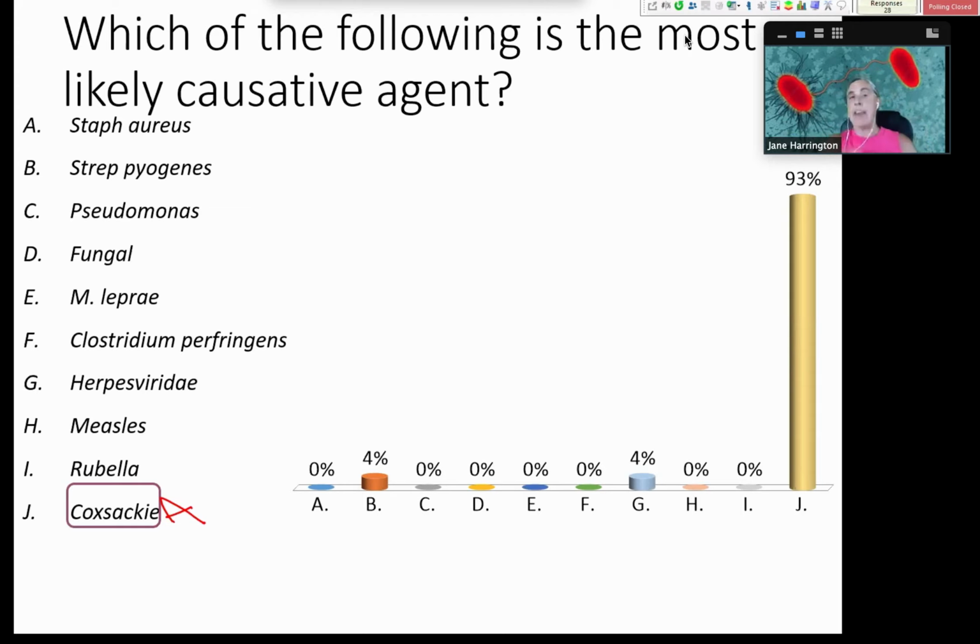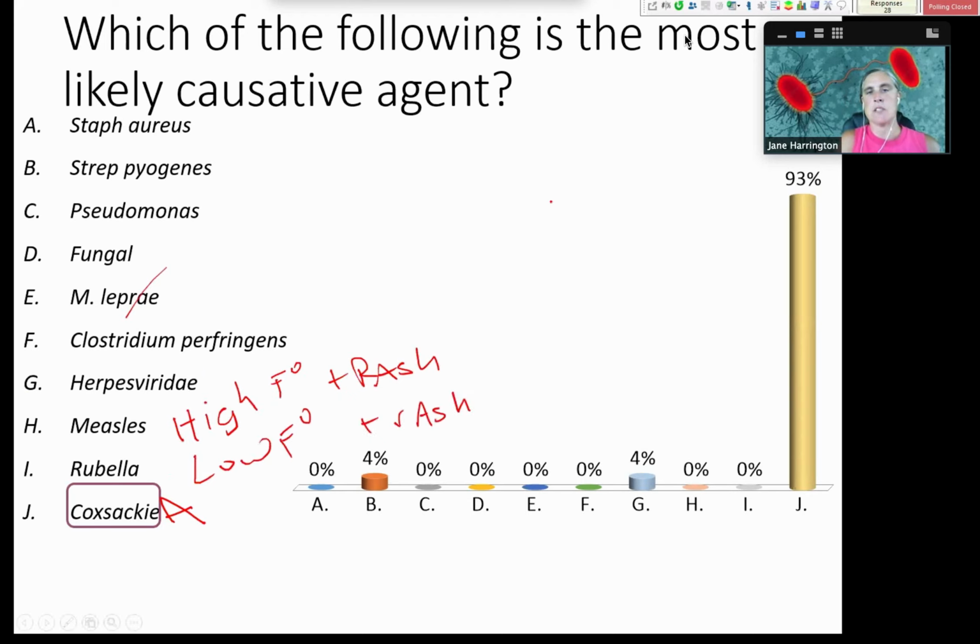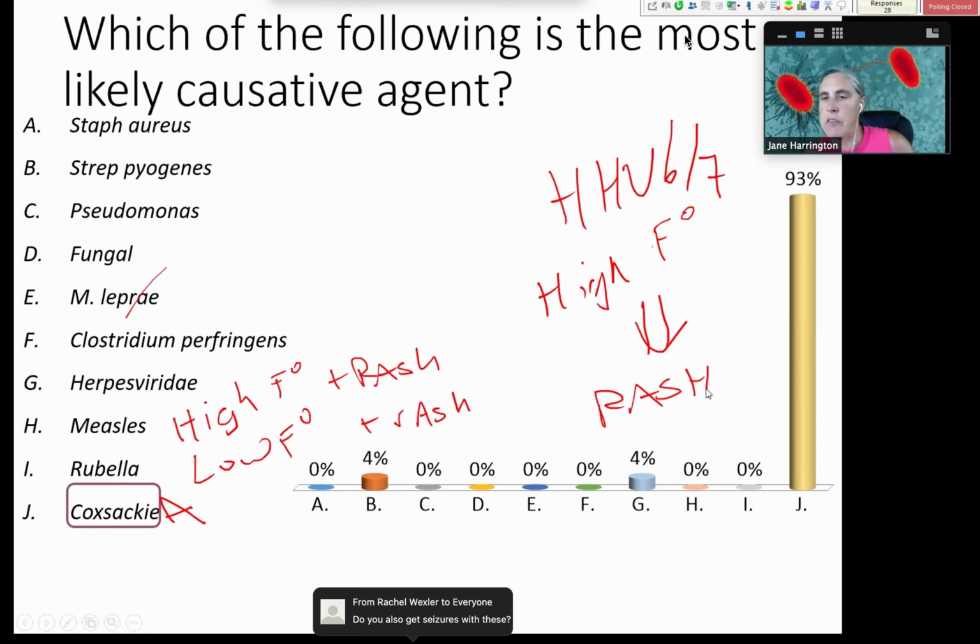And so the combination of how, I'm just going to put on here, measles is high fever. I'm just going to put temperature plus the rash. This is going to be low fever plus the rash. In the case for HHV 6-7, it's going to be the high fever, and I mean, really high fever, usually in a toddler. And then the rash, the fever goes down. There's no rash associated.